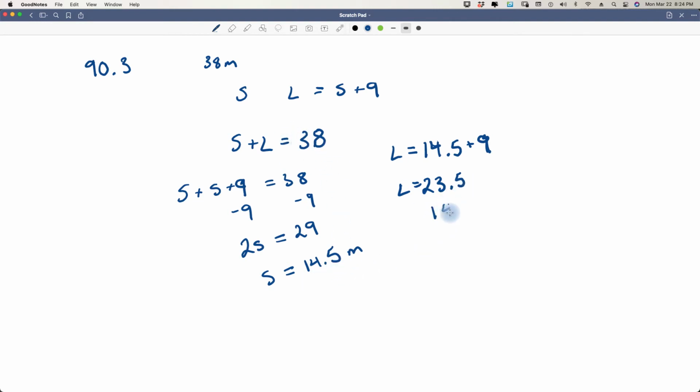Let's add them together. 14.5, I've got my decimals on top of each other. That's 0, carry 1. That is 8. And 2 plus 1 is 3. We have 1 decimal point. Yes, 38 meters. So those two check.